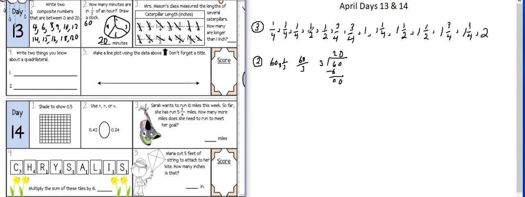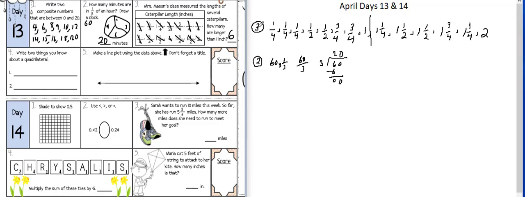1, 2, 3, 4, 5, 6, 7, 8, 9, 10, 11, 12, 13, 14. That way I made sure I got them all. Now, how many are longer than 1 inch? So then I could just count 1, 2, 3, 4, 5, 6.